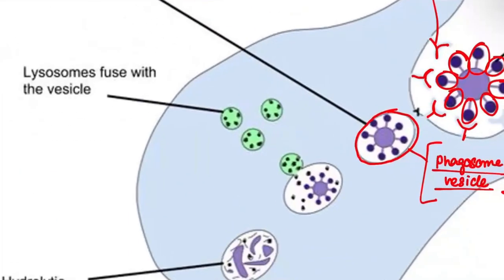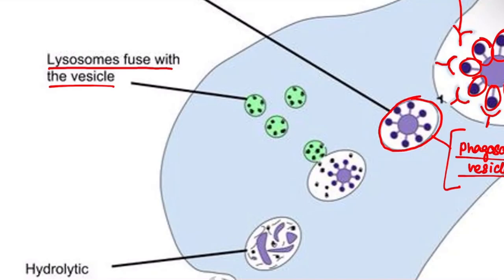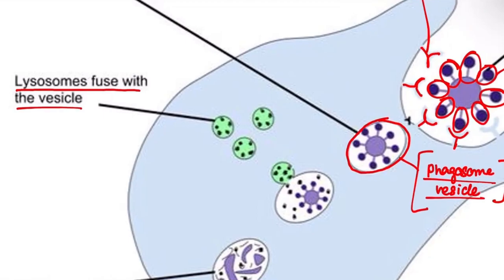And what happens next is that lysosomes move towards the vesicle and they fuse with the vesicle. Okay, so as you can see, these green structures are your lysosomes and these black structures are your lysozymes, which is just an enzyme that hydrolyzes the pathogen. So the lysosomes move towards the phagosome vesicle, and as you can see, they are fusing. Okay, so they are fusing over here. And when they fuse, all the lysozyme enzymes that are present within the lysosome are released into this phagosome vesicle.